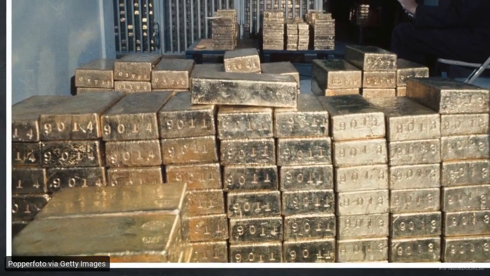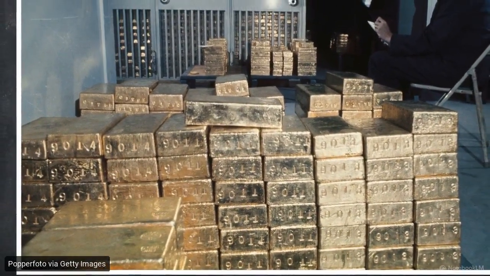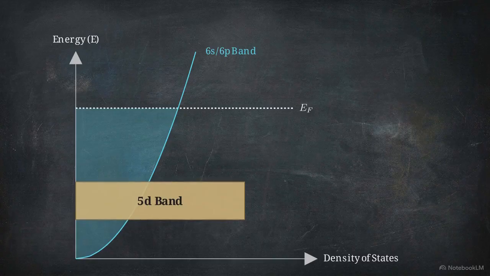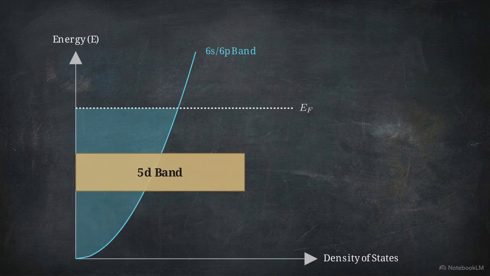When we switch to gold, we find the exact same structural layout, but the filled 5d bands are positioned much higher. Gold's band structure shows a distinct shift. The energy gap has narrowed significantly. That threshold drops down to approximately 2.2 to 2.4 electron volts.